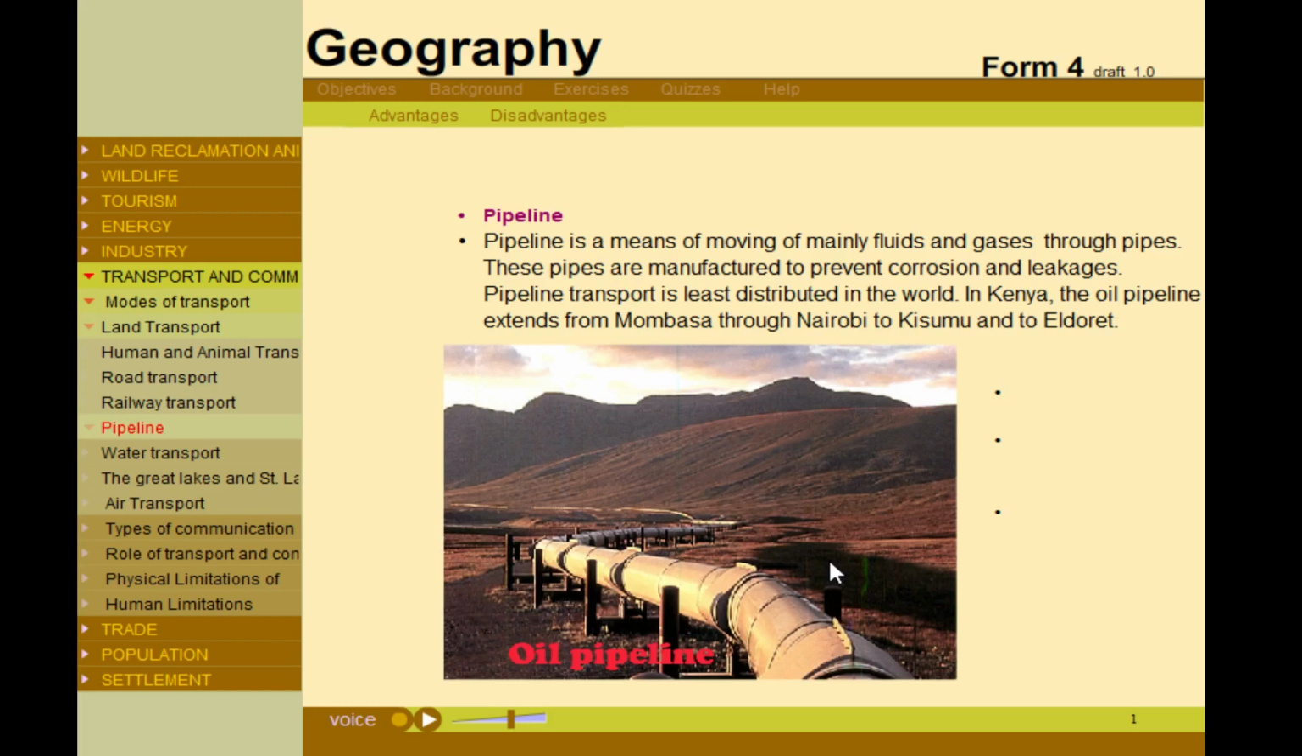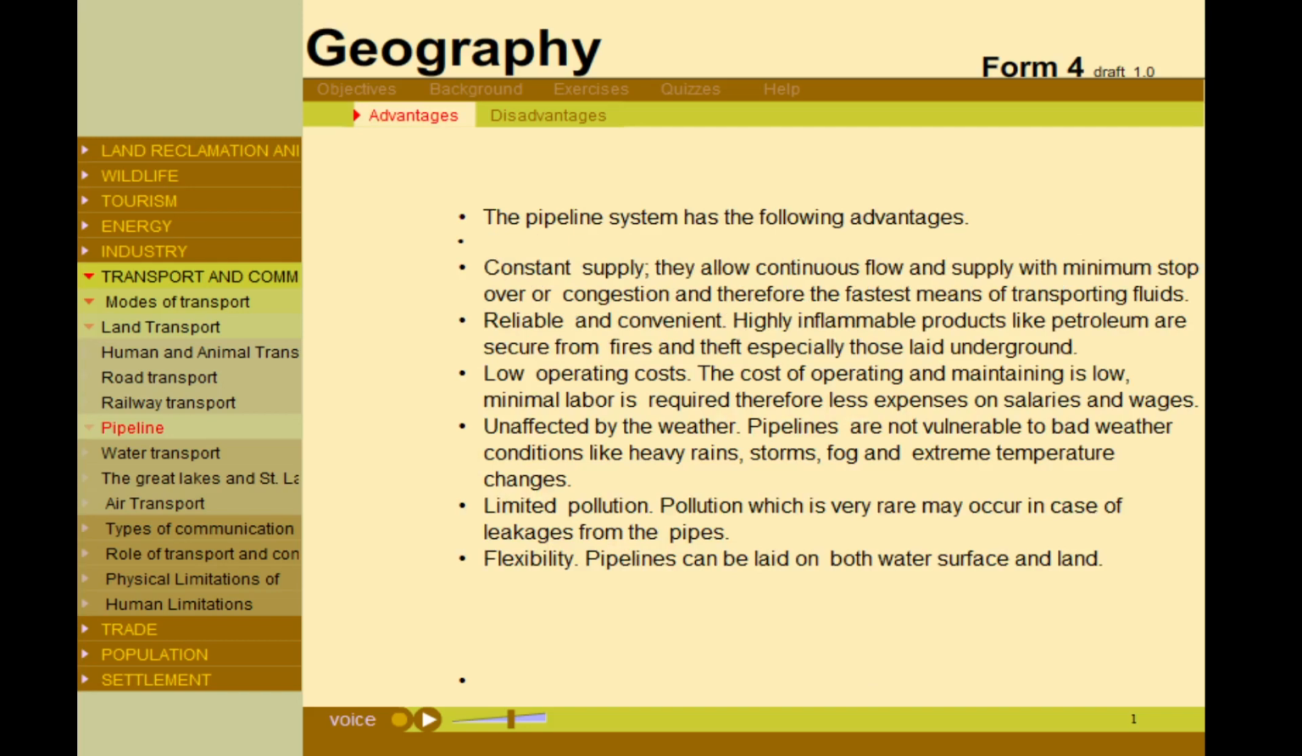The pipeline system has the following advantages. Constant supply. They allow continuous flow and supply with minimum stopover or congestion and therefore the fastest means of transporting fluids. Reliable and convenient. Highly inflammable products like petroleum are secure from fires and theft, especially those laid underground.